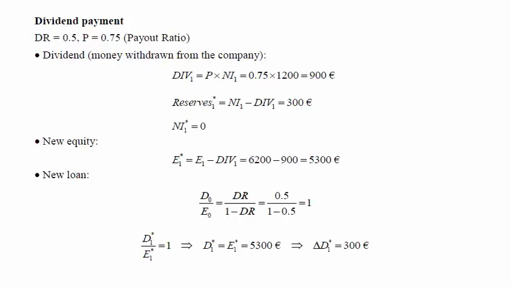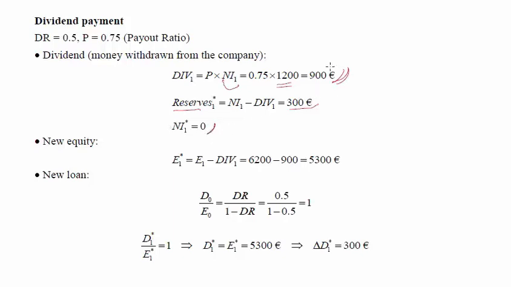So this means that the shareholders, the two partners that decide to build this company, will receive 75% of the net income, and the net income was 1,200 euros, so they will receive 900 euros. The rest of the net income will be registered as reserves. So in this case, what will be registered as reserves is 300 euros. And of course, after this distribution, what will be registered in the account net income will be 0.